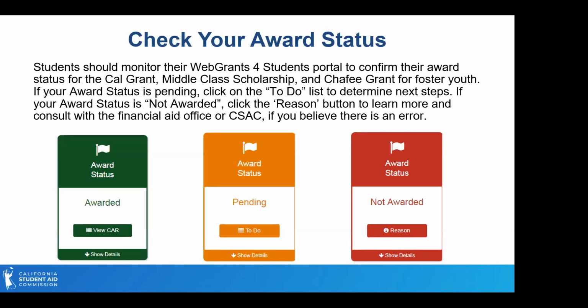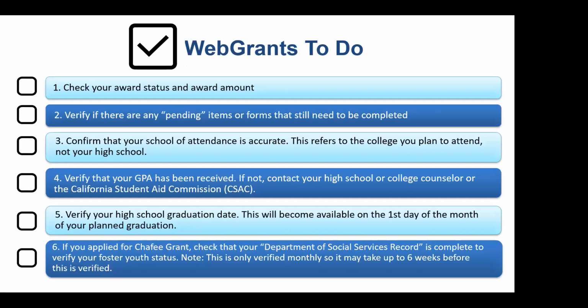Now that will not be available. That link won't be available until the month that they graduate from high school. So if the high school had said that students are going to be graduating May 23rd, then starting May 1st, students can log into Web Grants and click on that pending to just confirm their high school graduation date.